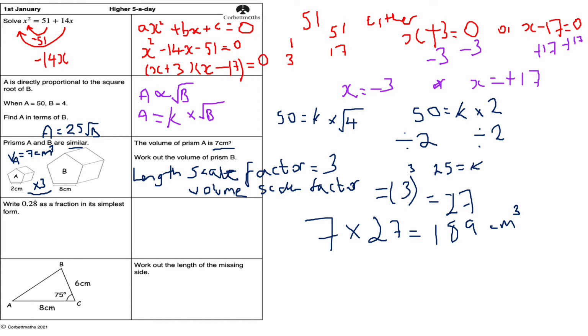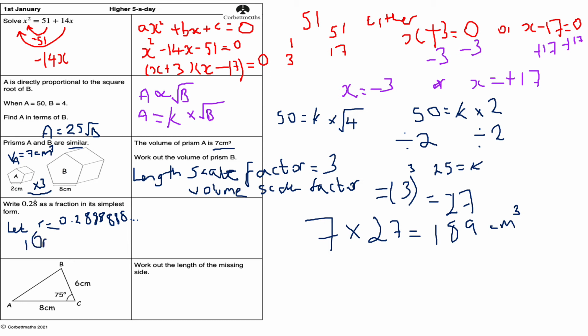Question number 4, guys. Write 0.28 reoccurring, so a dot on the 8, as a fraction in its simplest form. So I'm going to let R equal 0.28 and 8, and then I'm going to put a dot here so it goes on forever.